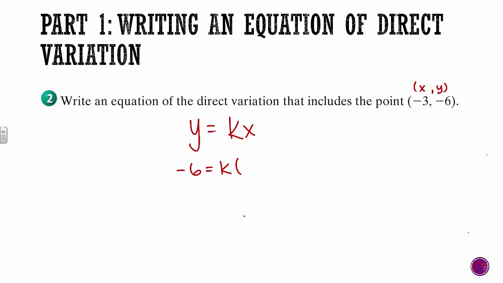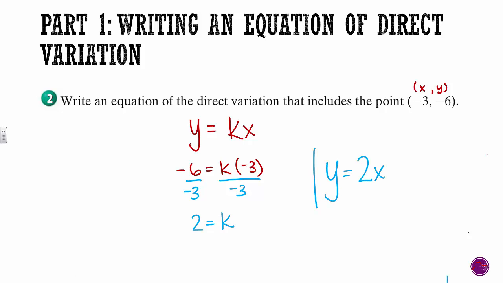Still have k, and for x, I'm going to plug in -3. And then we can solve for k. So I'm going to divide both sides by -3. So I get 2 has to be the value of k. That is my constant of variation. So my equation is going to look like y equals 2x. And now this point is on that line, and millions of other points are whenever I plug something in for x.